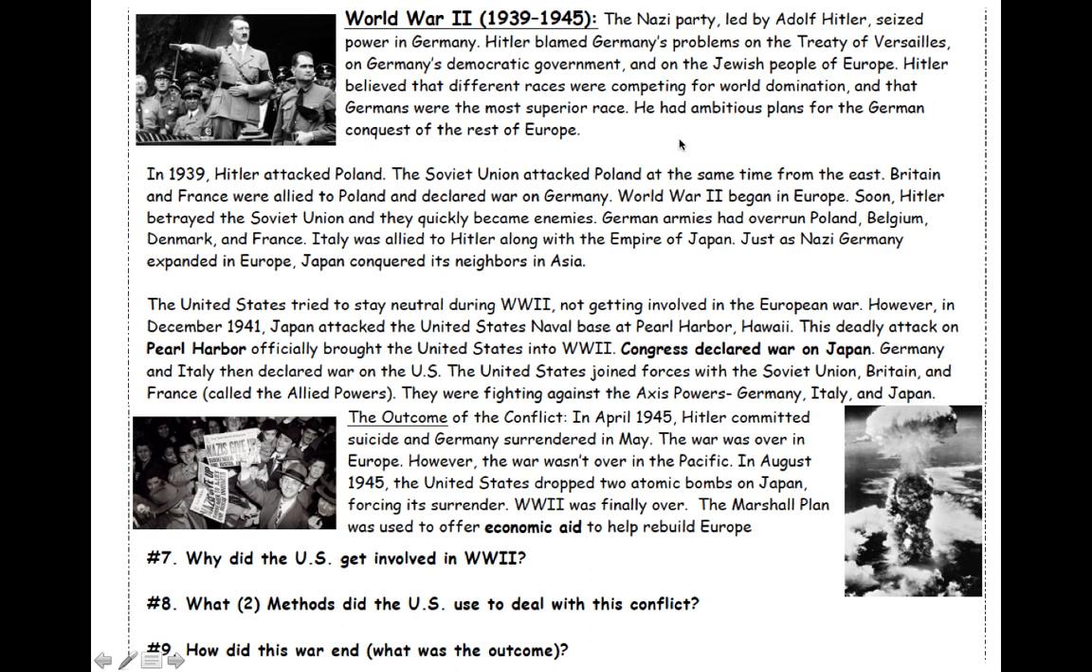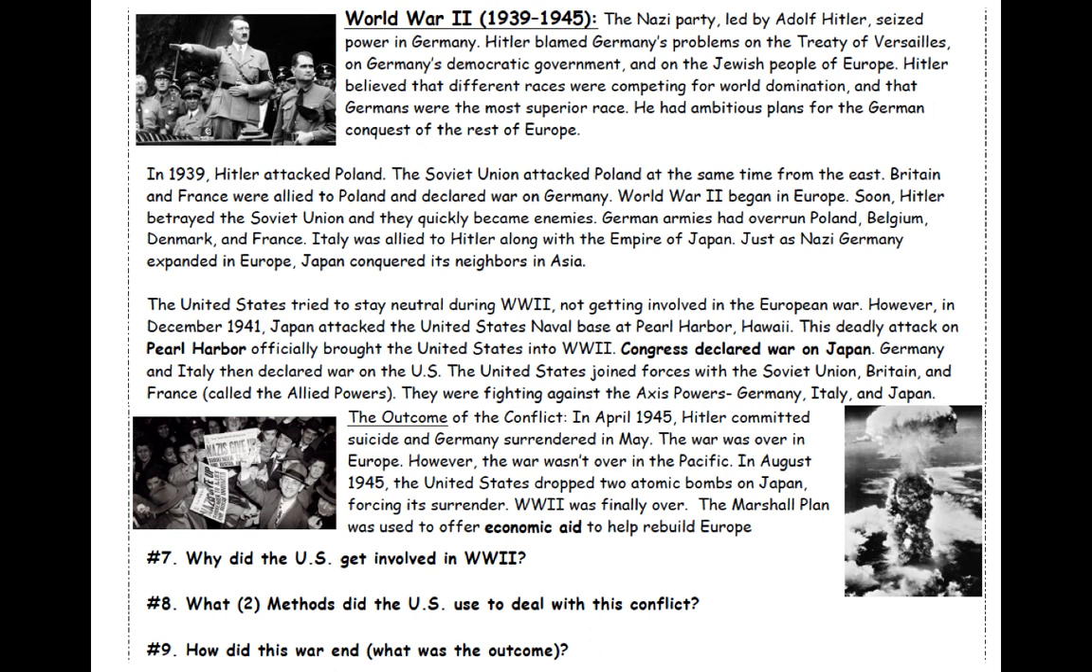World War II. The Nazi Party, led by Adolf Hitler, seized power in Germany. Hitler blamed Germany's problems on the Treaty of Versailles, on Germany's democratic government, and on the Jewish people of Europe. Hitler believed that different races were competing for world domination, and that Germans were the most superior race. He had ambitious plans for the German conquest of the rest of Europe.